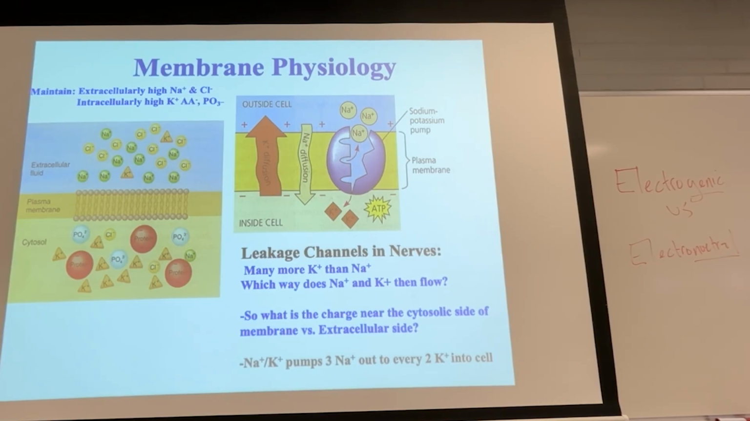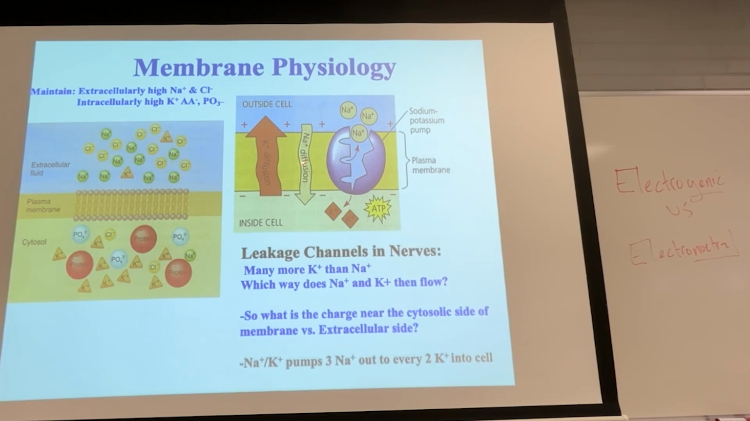And so notice, if we have sodium-potassium pumps pumping sodium out and potassium in, then what's going to happen? You're going to build a huge sodium gradient out here and build a huge potassium gradient in here, right? Lots of sodium outside the cell, less sodium in the cell. Lots of potassium in the cell, little potassium outside the cell. So you've got huge concentrations of sodium and potassium. But notice we're pumping more sodium out than we're bringing potassium in.